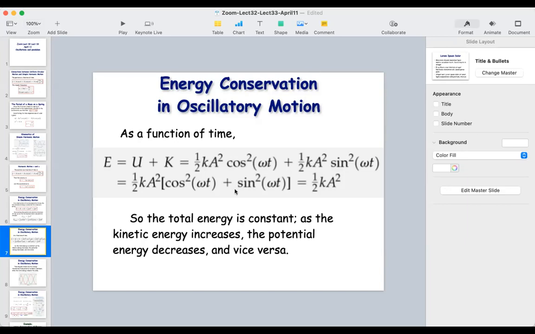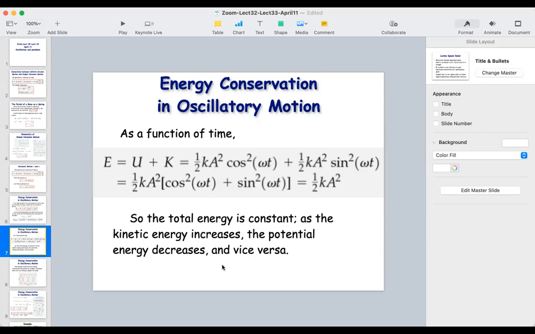So we can put these together: 1/2 K A squared, and cos squared of omega t plus sin squared of omega t is equal to 1. And so we have 1/2 K A squared. So the total energy is always constant at this value. And as the kinetic energy increases, the potential energy decreases and vice versa.